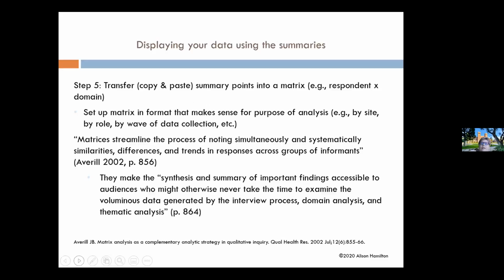So this is the last step, so to speak. This is where we go next in terms of the rapid analysis process: set up matrices in any number of strategic ways that make sense for the analysis. There's a great paper by Averill about matrix analysis where she says that the matrices really give us this ability to note similarities, differences, and trends across groups of informants, and they make findings accessible to folks who aren't going to look at our transcripts.